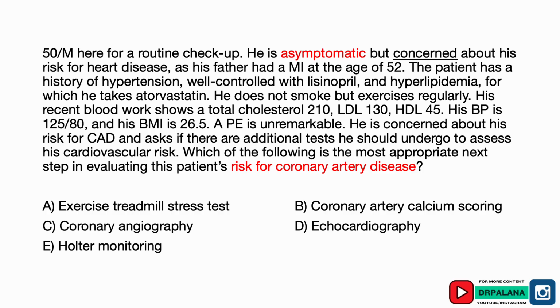Which of the following is the most appropriate next step in evaluating this patient's risk for CAD? A. Exercise treadmill stress test. B. Coronary artery calcium scoring. C. Coronary angiography. D. Echocardiography. Or E. Holter monitoring. The correct answer is B. Coronary artery calcium scoring.